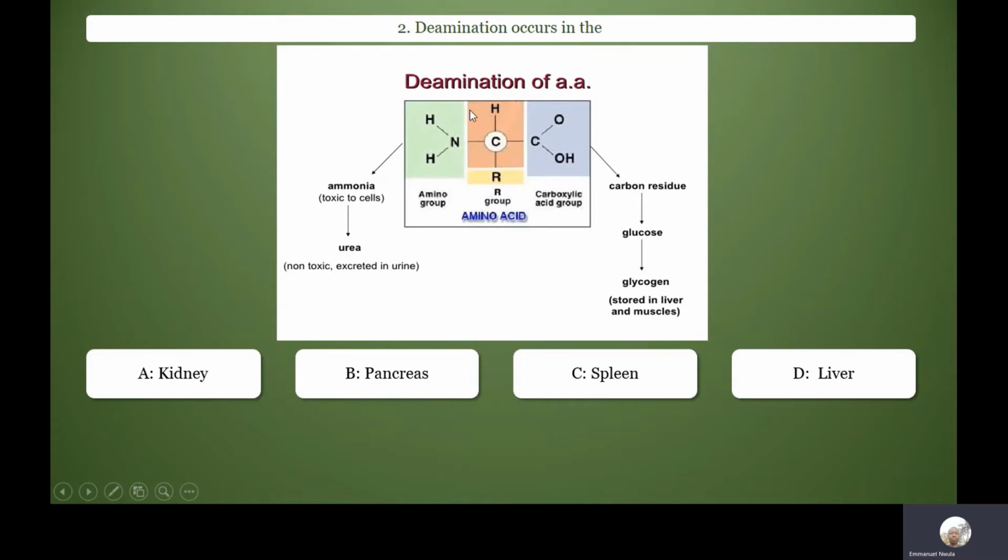The nitrogen containing part of the amino acid is converted first of all to ammonia, which is very toxic, and then to less toxic urea. Then the rest of the amino acid is converted to glucose. The process is called deamination. It occurs in the liver. So the correct option here is liver.